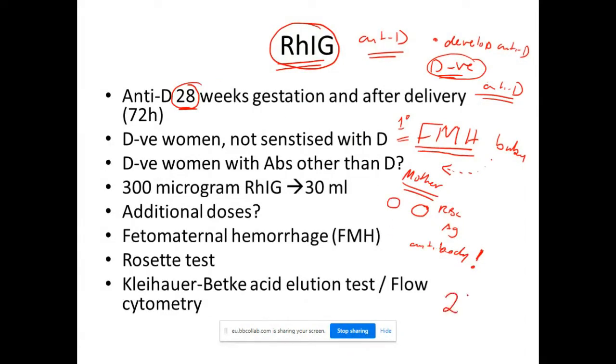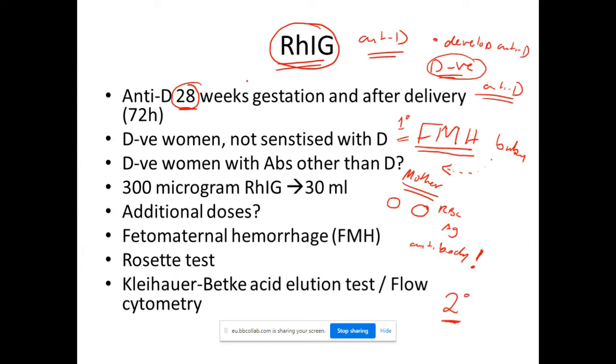A second time is during delivery. During delivery, there is also exchange of blood between the baby and the mother. We expect a large amount of blood to go into the mother's circulation. So this is the second time of contamination that happens.